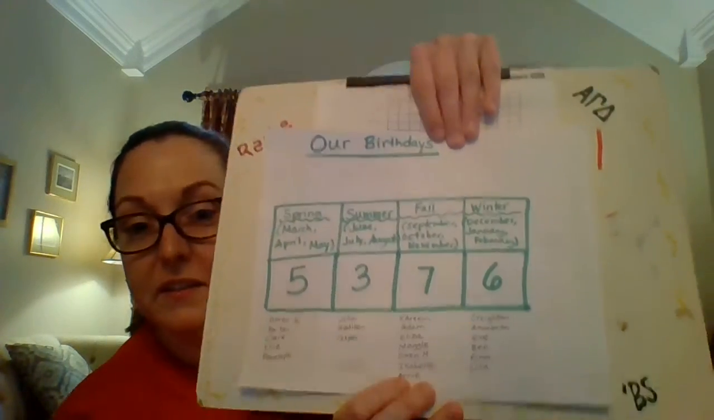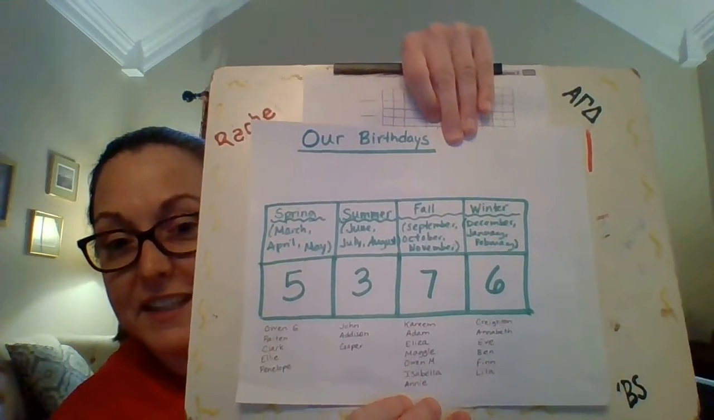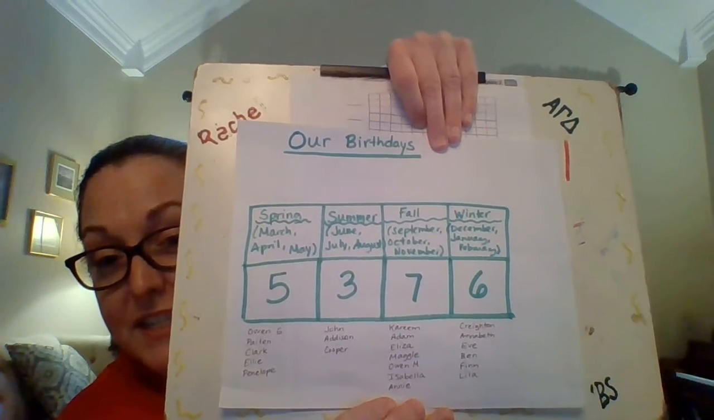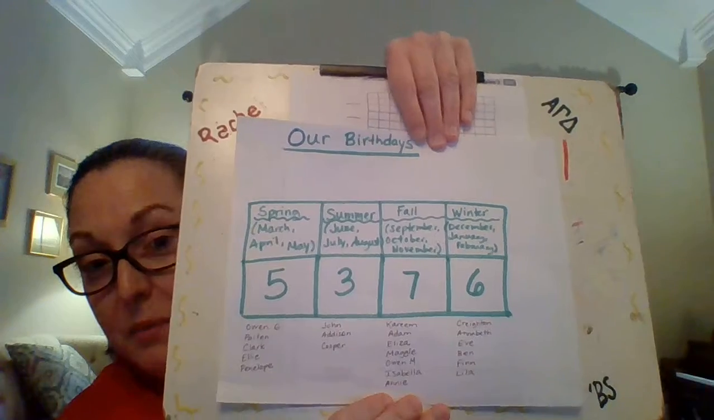All right. So the first thing I did was I made a couple of data charts. It's also called a table. And I made one of our class birthdays. So let me show that to you right now. I had to go on and look up everybody's birthday and figure out which season each one of you had a birthday in.